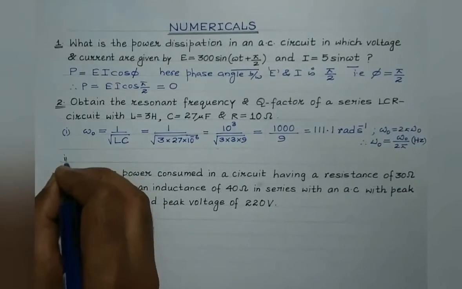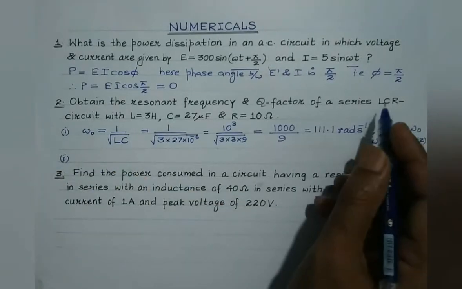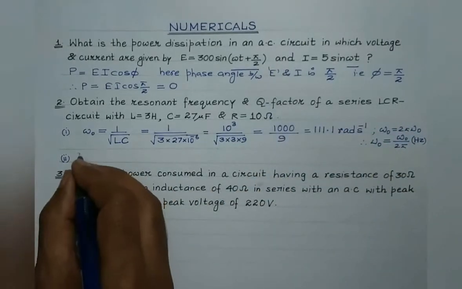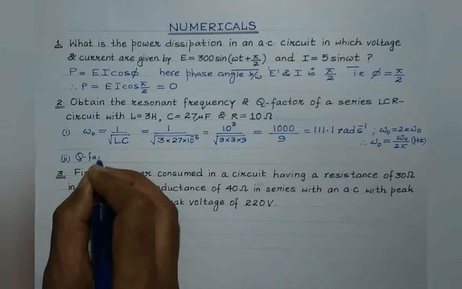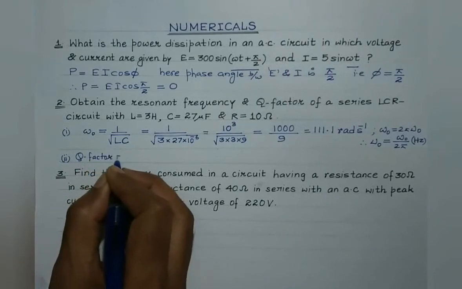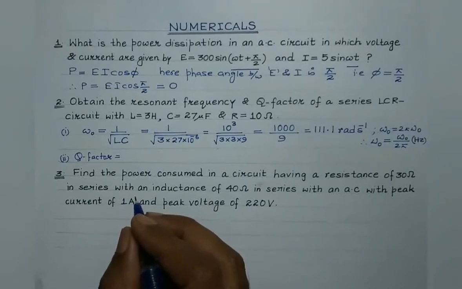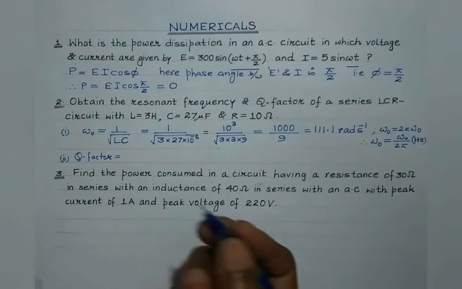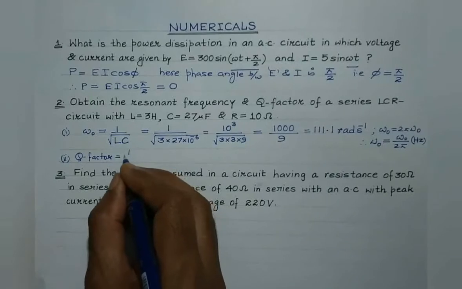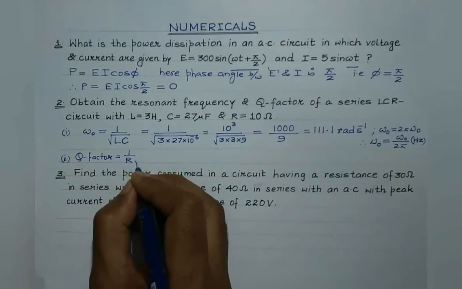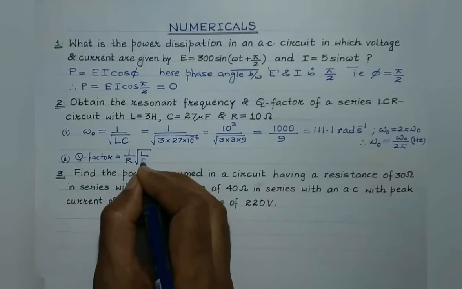Okay, now let's concentrate on the second part. We are also supposed to find out the Q factor. Now, we are aware of its formula. It is defined as the ratio of the voltage across the inductor or the capacitor to the applied voltage. And the expression for the Q factor is 1 by R square root of L by C.